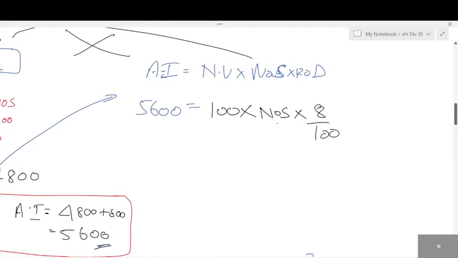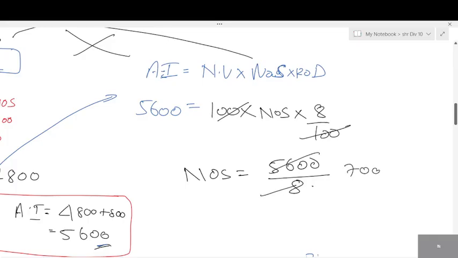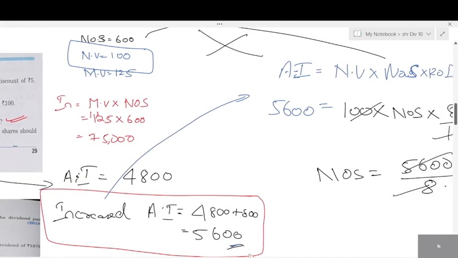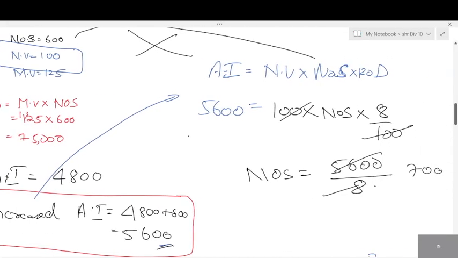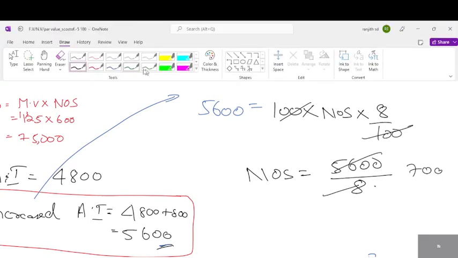Calculate the number of shares. 100 gets cancelled. Number of shares is equal to 5,600 divided by 8, which is 700. So 700 is not the new number. Already how many shares did he have? So what's the new share?